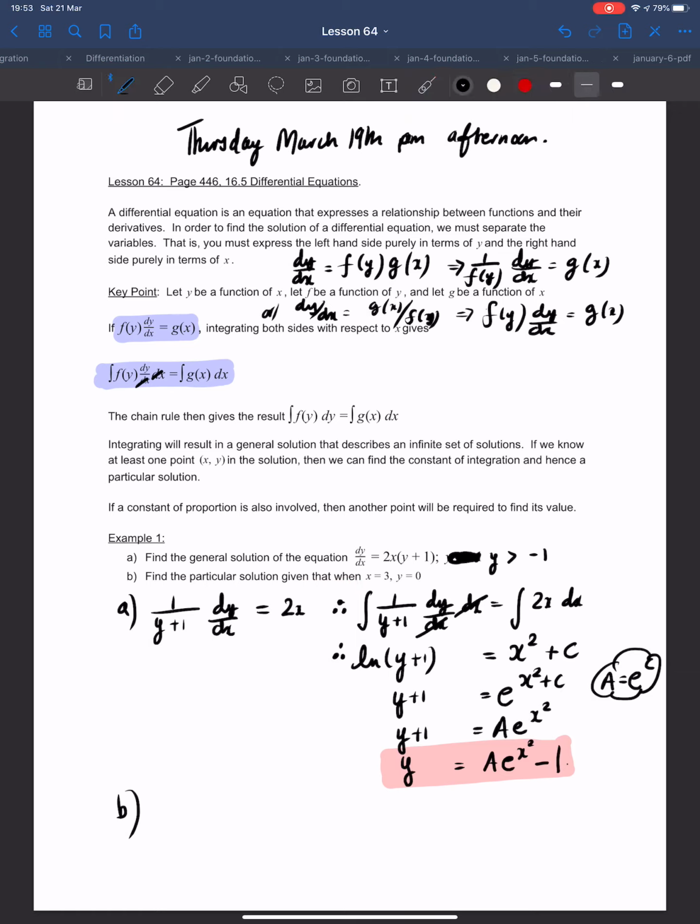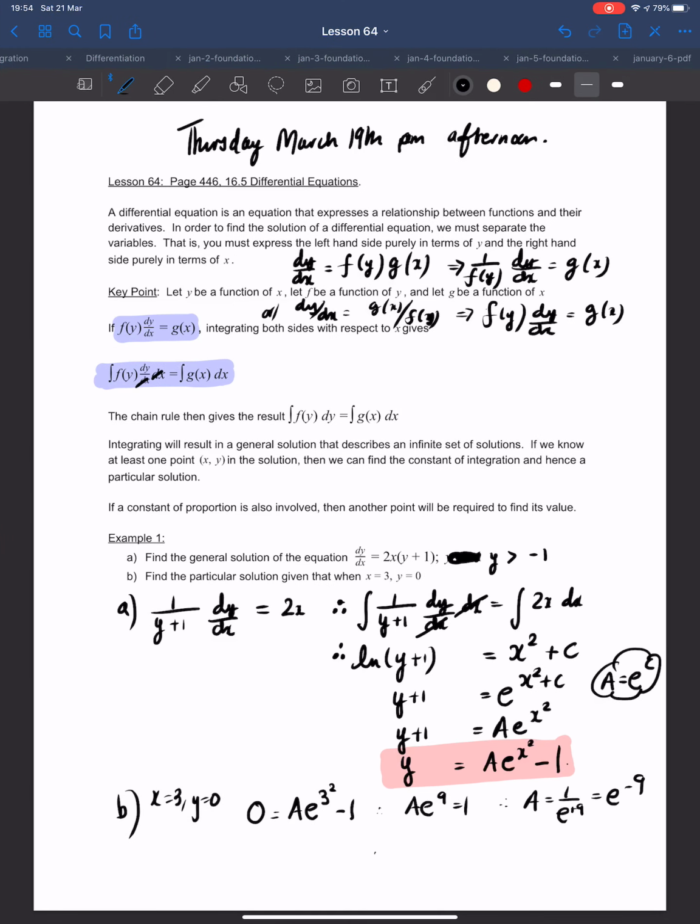We substitute x is 3, y is 0, and it will give us what the a is. So x is 3, y is 0. So we end up with 0 is a e to the 3 squared minus 1. So therefore a e to the 9 equals 1. So a is equal to 1 over e to the 9, which is e to the minus 9. I'm just thinking ahead there.